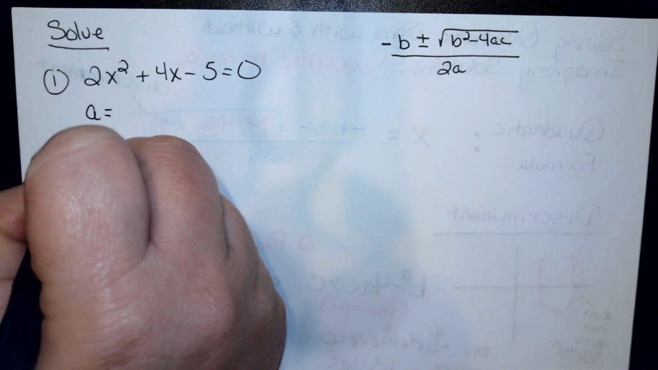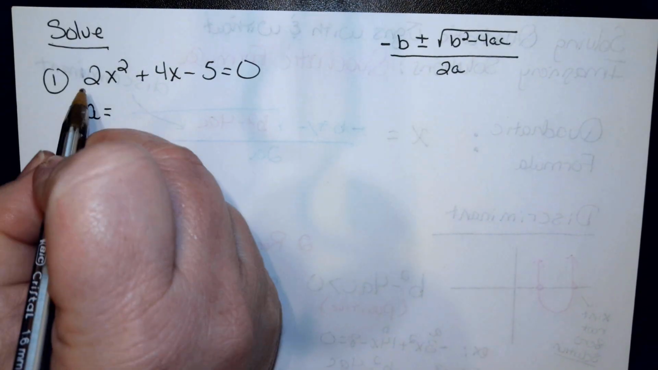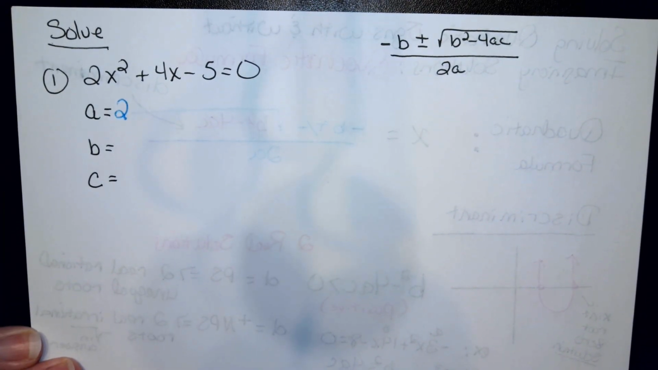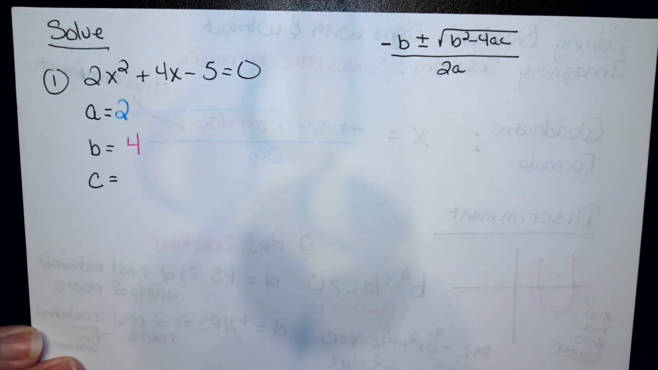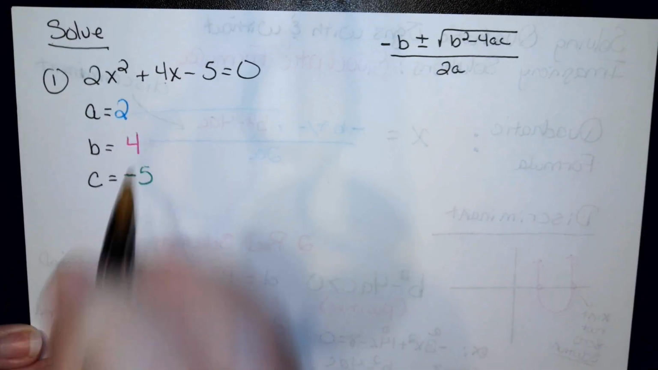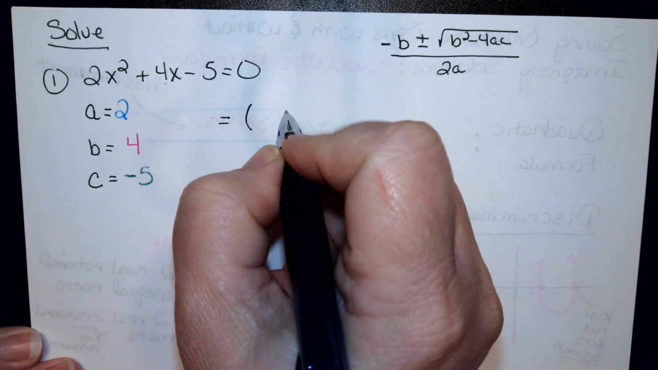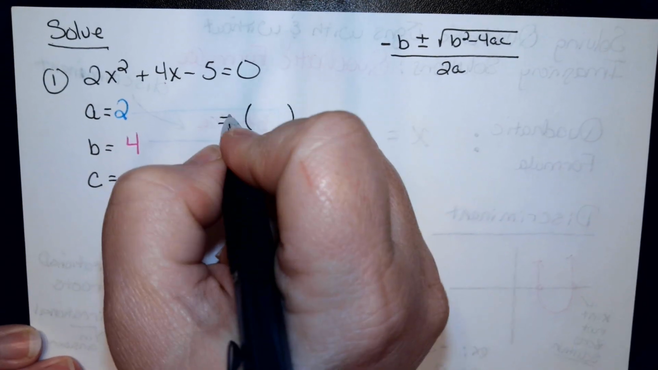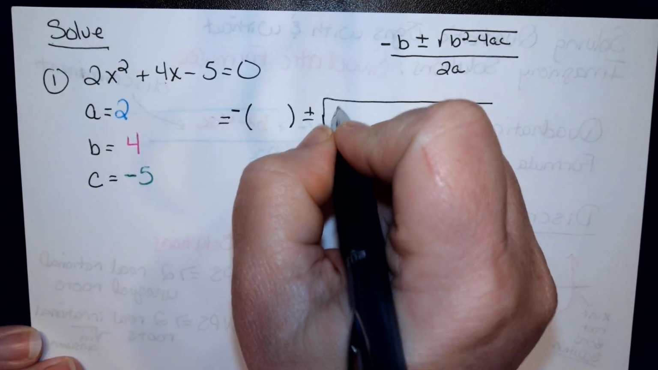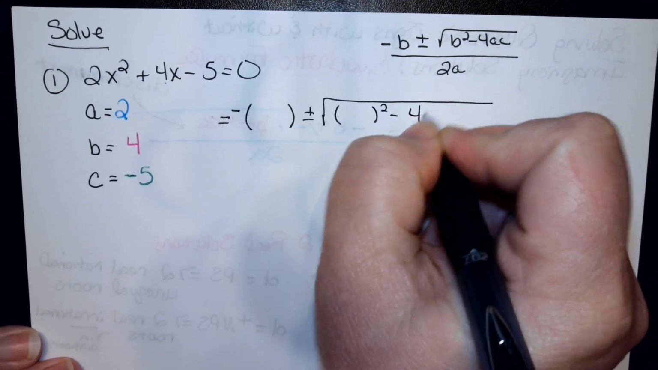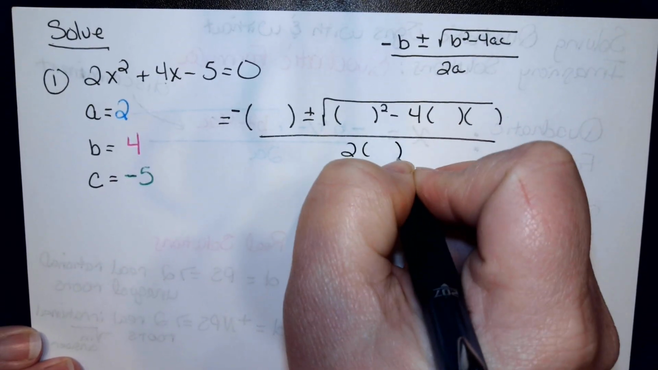All right, so let's pick out our a, b, and c. All right, our a value is 2, our b value is 4, and our c value is a negative 5. Now, I usually do the skeleton of the formula. So I've got negative b plus or minus the square root of b squared minus 4 times a times c all over 2a.